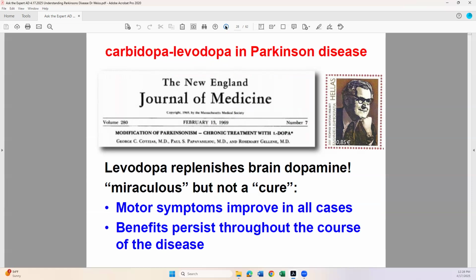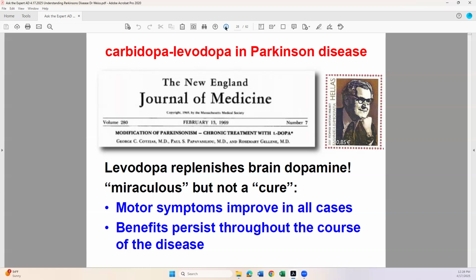There was a brilliant man named Dr. George Cotzias who really studied it carefully over months and dozens of patients and discovered this was definitely helpful for people with Parkinson's disease. Levodopa replenishes brain dopamine. It was a miracle. And I was in medical school. I saw the first patients who received levodopa, and it was a miracle. People who were totally disabled, rigid and slow, suddenly could get up and start walking.